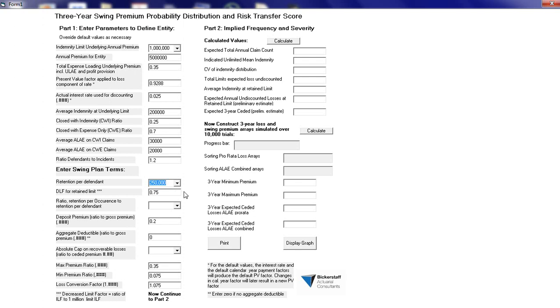Now this next item is an item that more than likely will be found in the original actuarial report dealing with the initial rate level of the captive. And this would be what I'm calling the decreased limit factor.